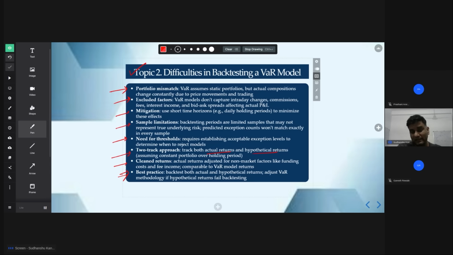Overall, the crux of this slide is that there are certain difficulties in backtesting our model, like portfolio mismatch and excluded factors. Portfolio mismatch: the portfolio changes daily. Excluded factors: real-world profit and loss is not equal to your model profit and loss. There are sample limitations: randomness affects your results, so you use short time horizons or mitigation to minimize this effect. There's a threshold choice: you have to define an acceptable exception range. There are clean returns, which remove noise and make results comparable. And then the best practice is to test both your actual and hypothetical returns. Okay, remember that.